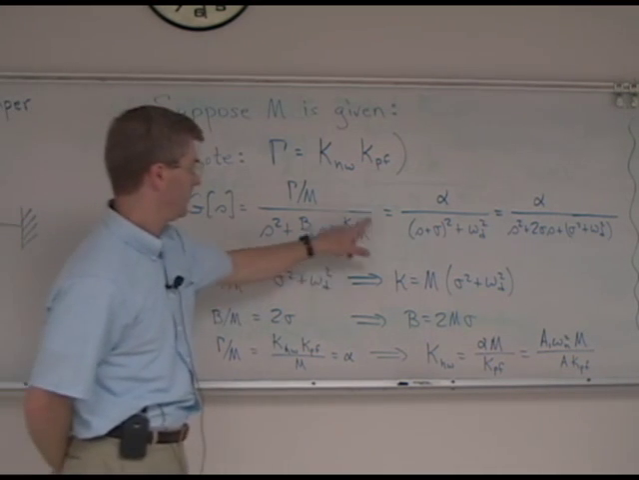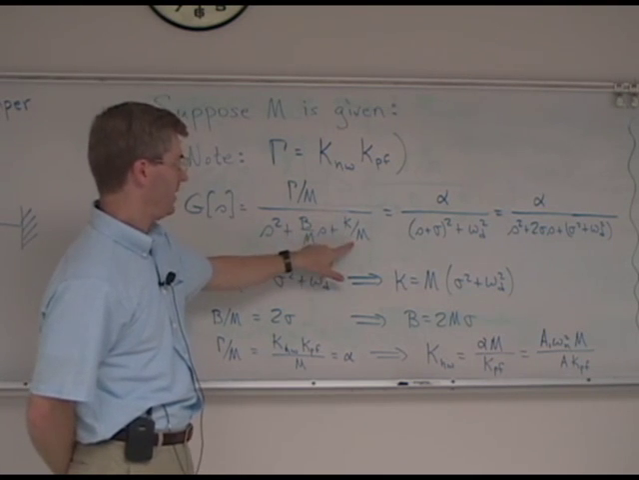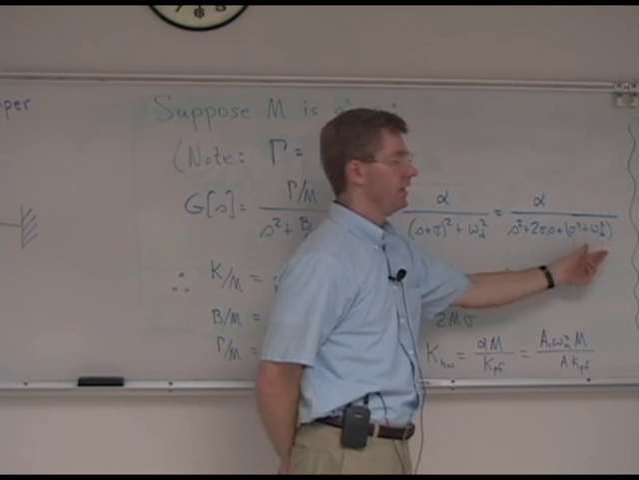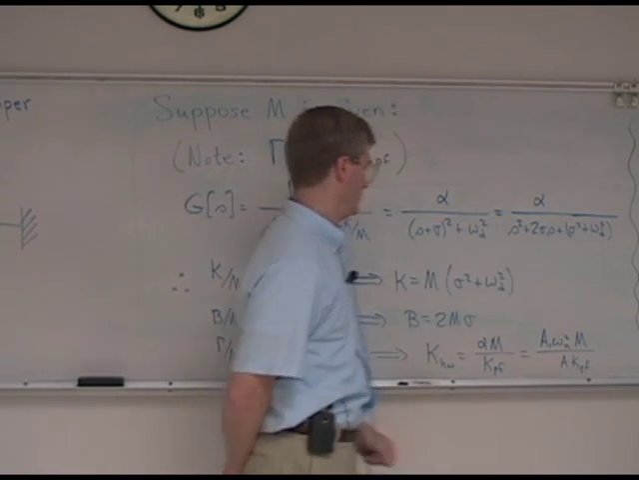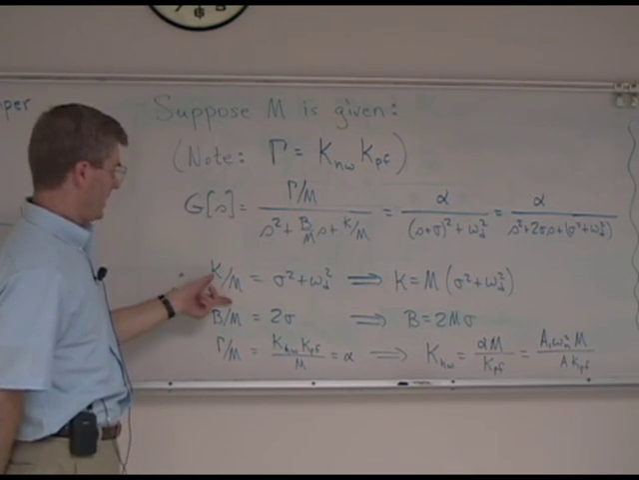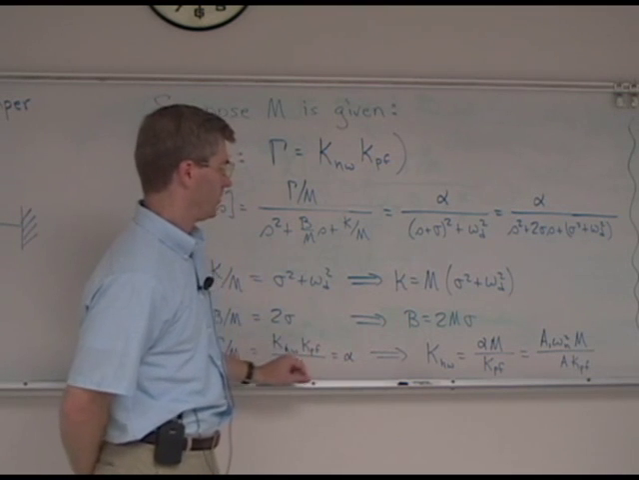For example, if we compare the constant term in the denominator, we see that K over M is actually equal to omega sub n squared, or sigma squared plus omega sub d squared. We make that equality, K over M, and if you know what your mass is, you now know your spring constant.